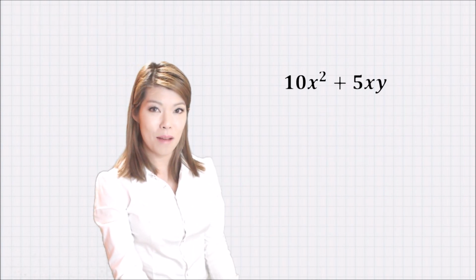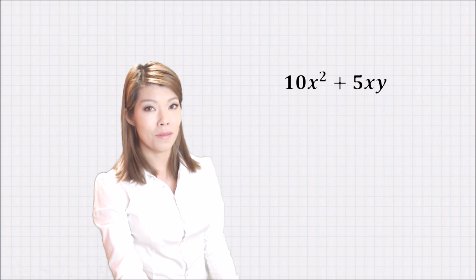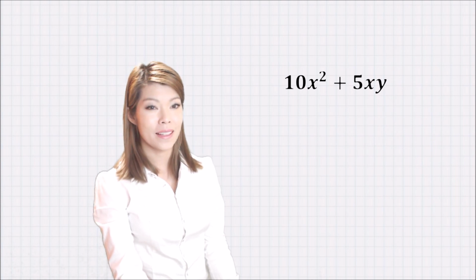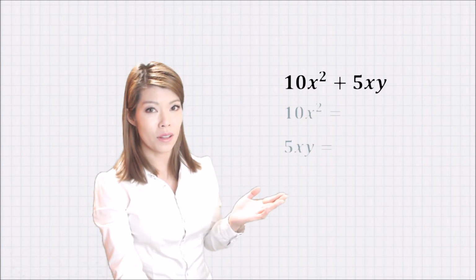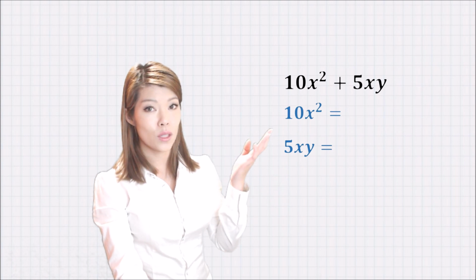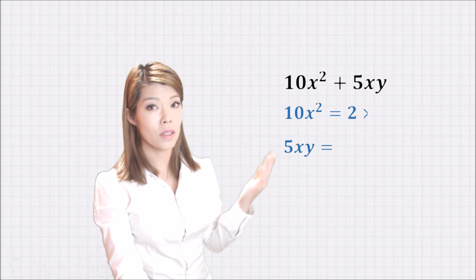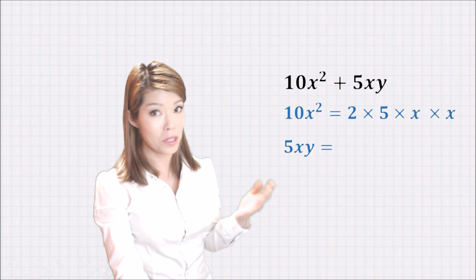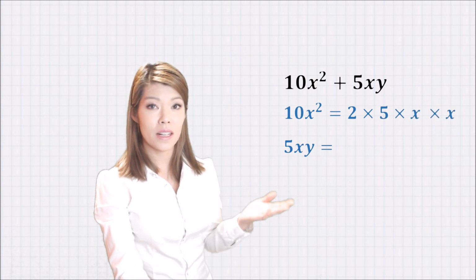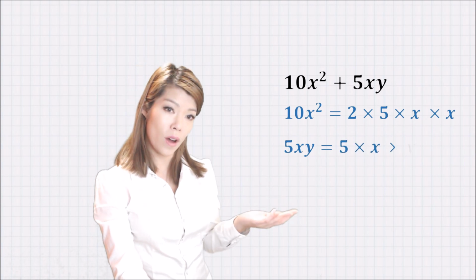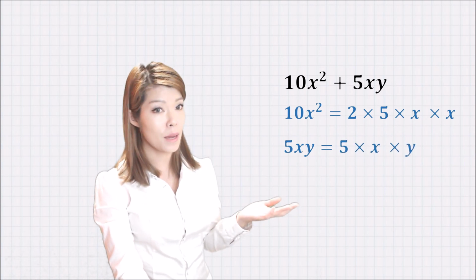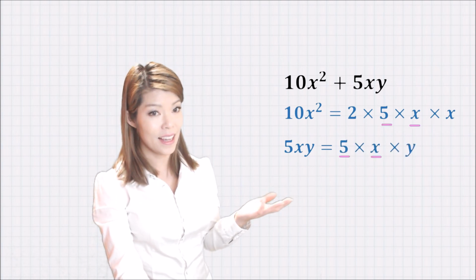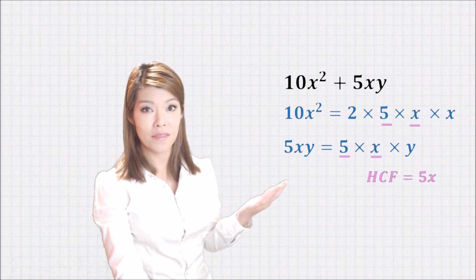Let's do another example. 10x squared plus 5xy. So again, write the terms as products of the factors. So 10x squared is simply 2 times 5, which is 10, times x times x, which gives you x squared. And 5xy is 5 times x times y. So what's the highest common factor this time? 5 and x. So the highest common factor is 5x.